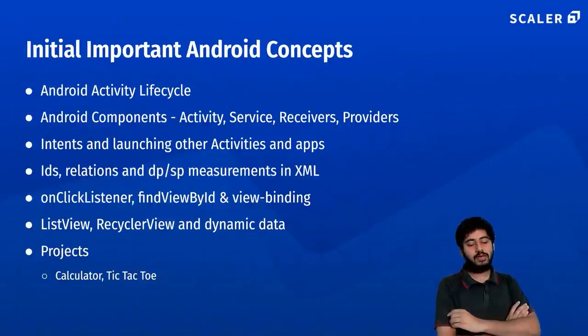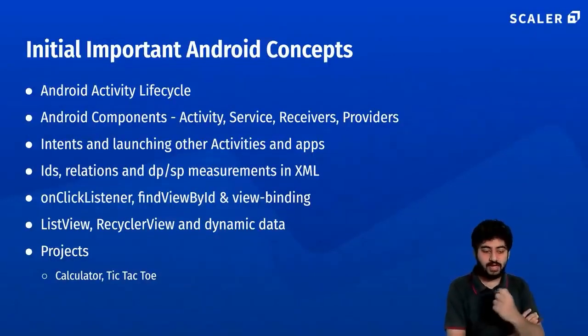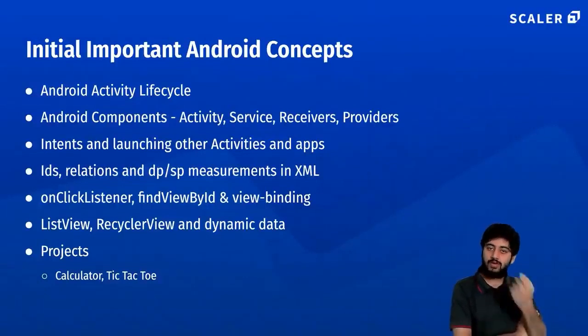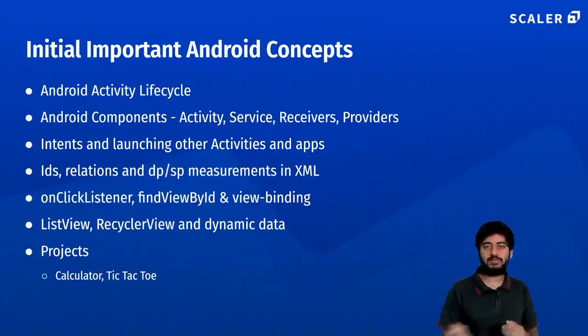Okay. Then different kinds of components that exist inside an Android app: activities, which are basically screens that are rendered on the phone, services, which are background tasks that can run. Then there are receivers and providers, which you learn later on, for whenever some events are happening on your phone, like a charger has been connected, network has been disconnected, network reconnected, phone has rebooted.